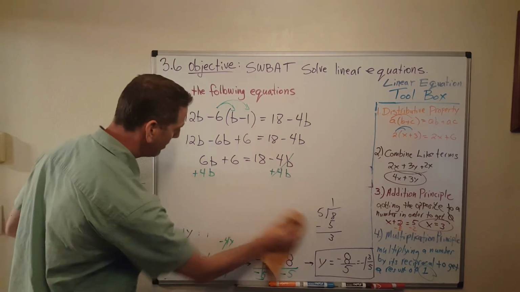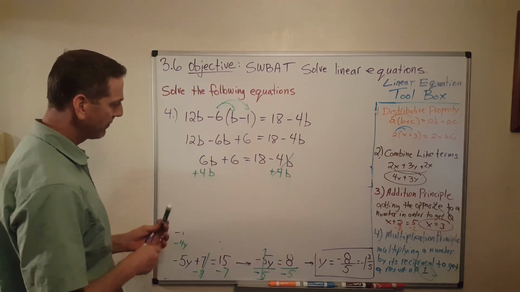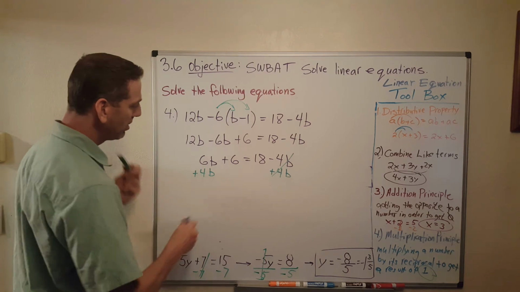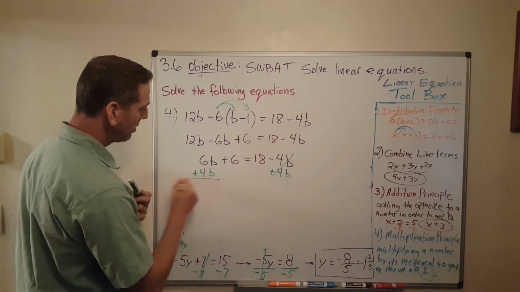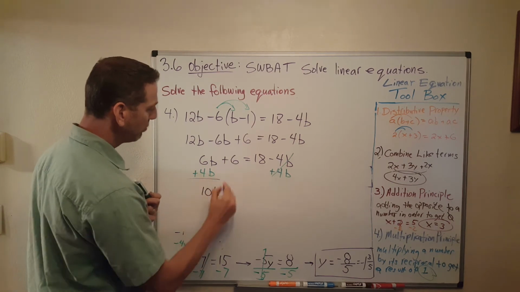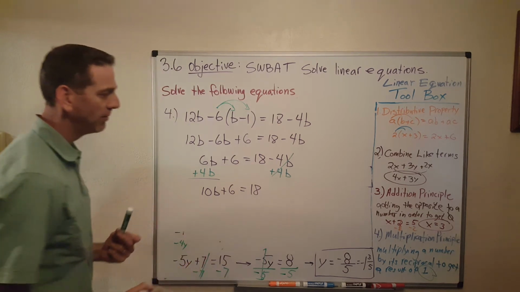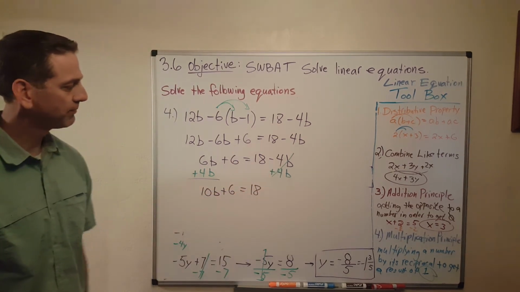All right, I need some more space here. Okay, now what do I have? 6b plus 4b is 10b, plus 6, bring everything down, equals 18. All right, and that part is gone.